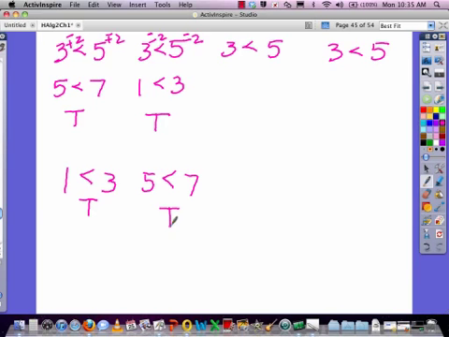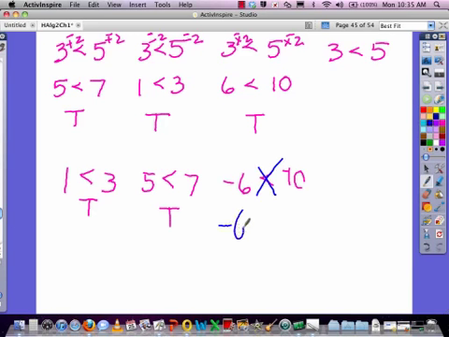Let's now go to the multiplication property. If we would multiply by 2, just keep it nice and easy for you, we get 6 is less than 10, which again is a true statement. If we immediately try to say, okay, let's multiply by a negative 2, we would get negative 6 is less than negative 10. Is negative 6 less than negative 10? Absolutely not. That is not a true statement.